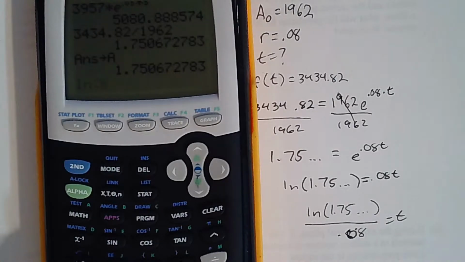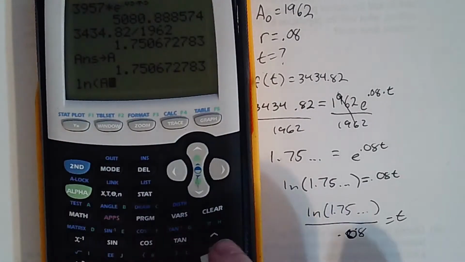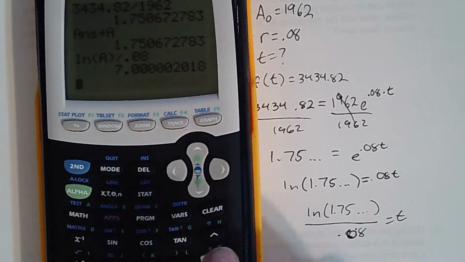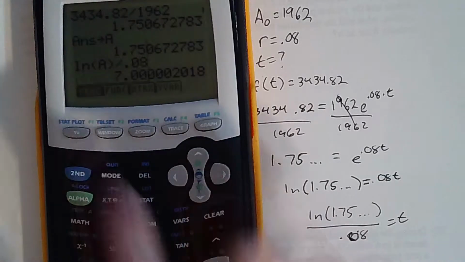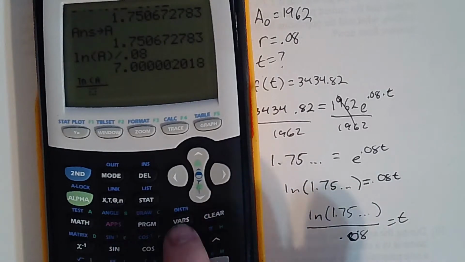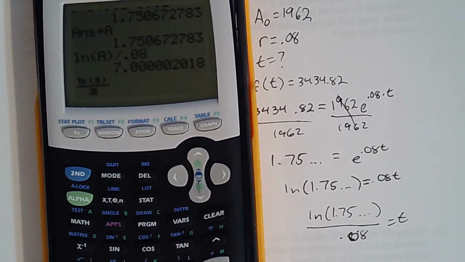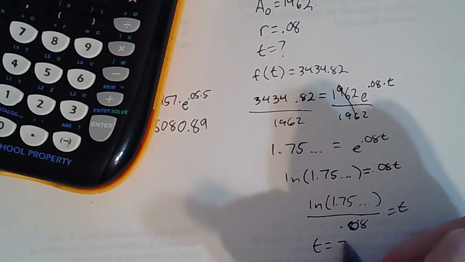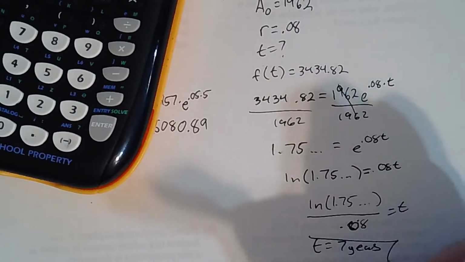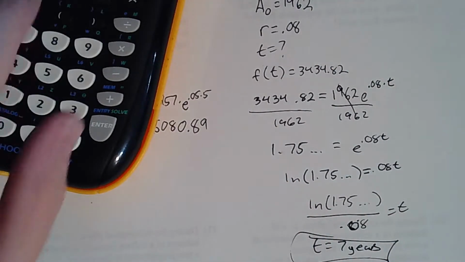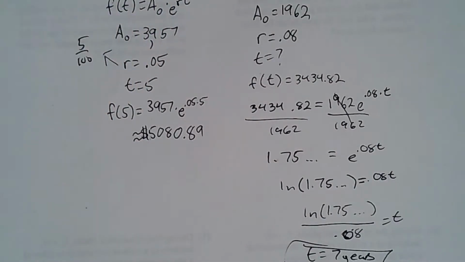Now I just need to do the ln of my little a. Don't forget to end the parentheses and then divide by 0.08. Alternatively, you could have also hit alpha y equals enter and then done the ln of a divided by 0.08. That would have been okay too. Either way, we're clearly getting 7. So that means in this question that t equals 7 years. All done. That was a really weird one. Let's continue on and move on to number 16.